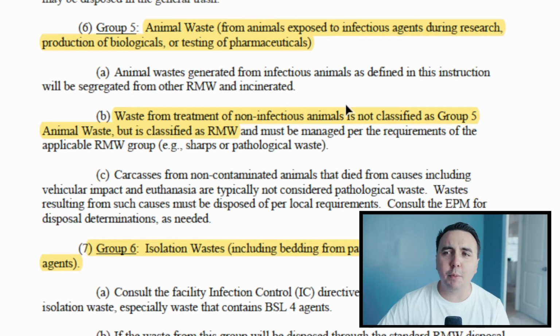Group 5 here is animal waste. Now, obviously not very common to deal with this, but I'm going to cover it because it's in the instruction. So it says animal waste from animals exposed to infectious agents during research, production of biologicals or testing of pharmaceuticals. Waste from treatment of non-infectious animals is not classified as group 5 animal waste, but classified as regulated medical waste.